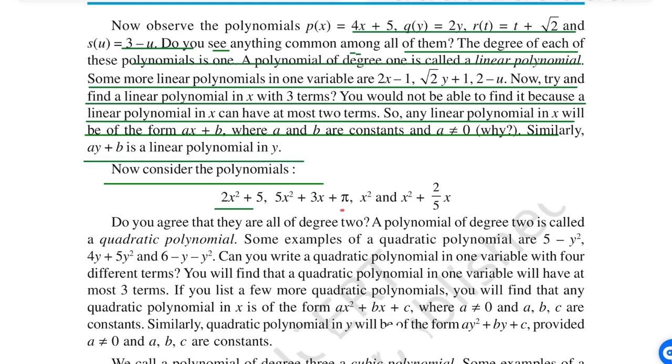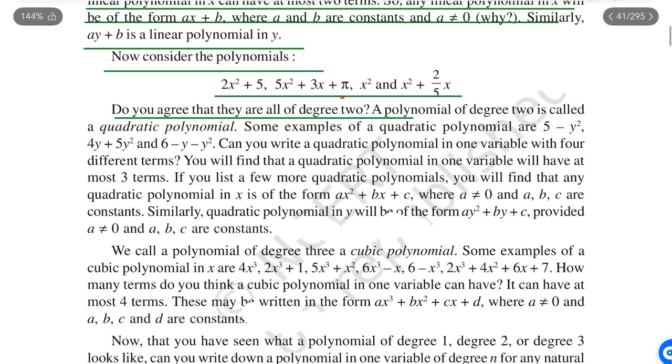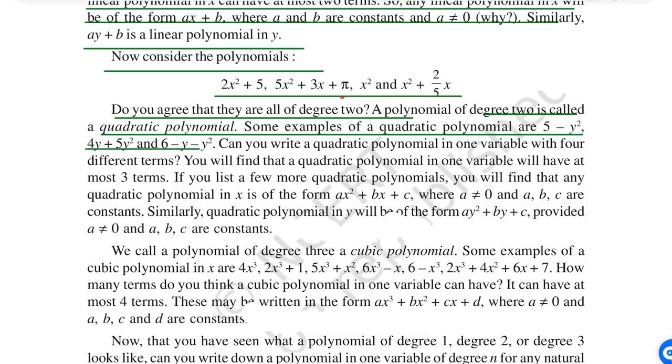Now consider the polynomials 2x^2 + 5x, x^2 + 3x + π, x^2 and x^2 + 2y... 5x. Do you agree that they are all of degree 2? A polynomial of degree 2 is called a quadratic polynomial. Some examples of quadratic polynomials are 5 - y^2, 4y + 5y^2 and 6 - y - y^2. Can you write a quadratic polynomial in one variable with 4 different terms? You will find that a quadratic polynomial in one variable will have at most 3 terms.